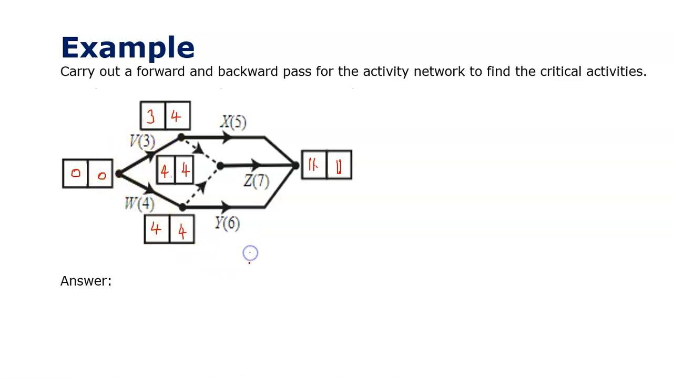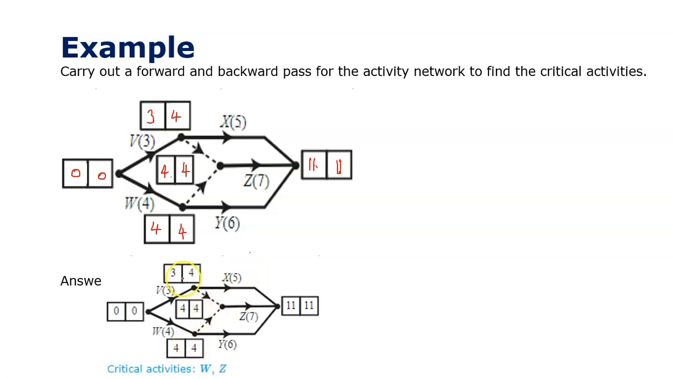So let's just see if that agrees with my answers. 4, 4, 4, 4, 3, 4, 11, 11. I like that. Now, in terms of the one thing I didn't do, it says find the critical activities. So it tells you what they are, they're W and Z.